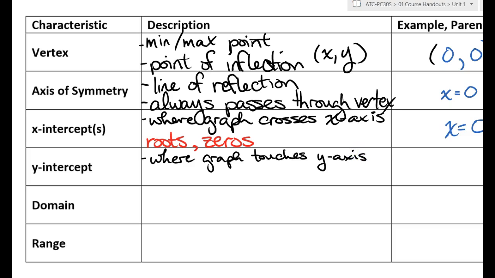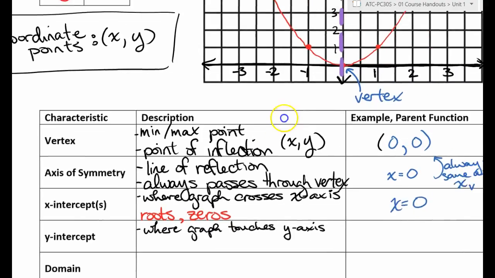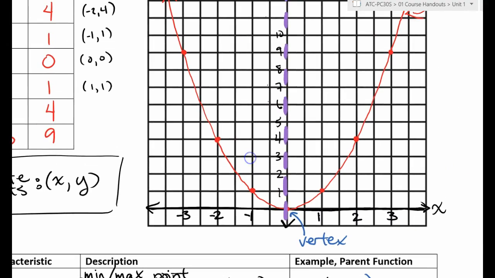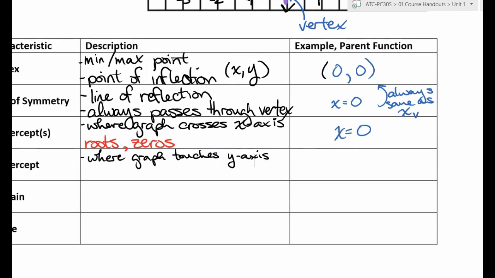Okay, and you're only going to hear it called the y-intercept. We don't have any other special names for it. So unlike x-intercepts, which are also roots and zeros, the y-intercept is the y-intercept, and that's all there is to it. If I go back to my graph and I look and I say, okay, well, where does it cross my y-axis? Well, it crosses at y equals 0.